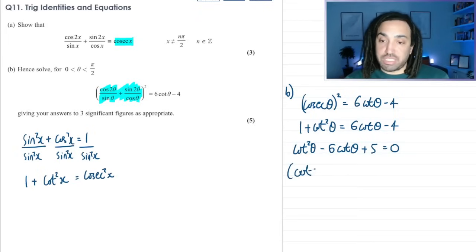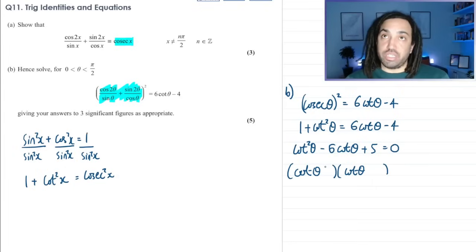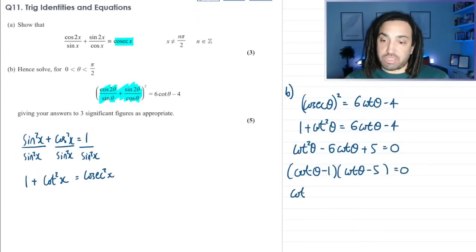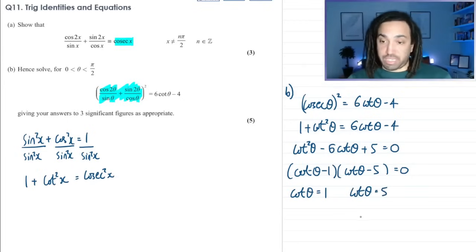We can factorise this as it is a quadratic in terms of cot theta. We've got two numbers that times to make 5, add to make minus 6, so they are minus 1 and minus 5. That does the job. So this tells us that cot theta is equal to 1, or cot theta is equal to 5. Just solving that bracket quadratic.